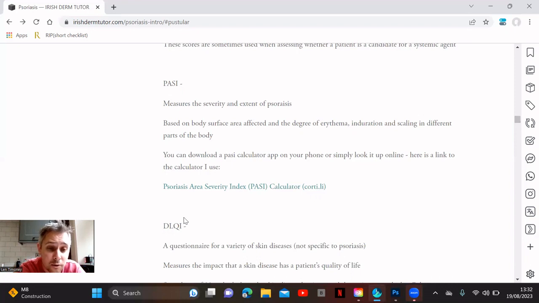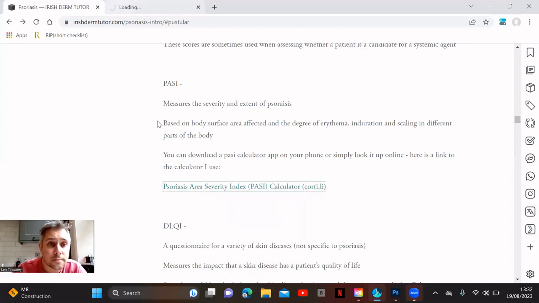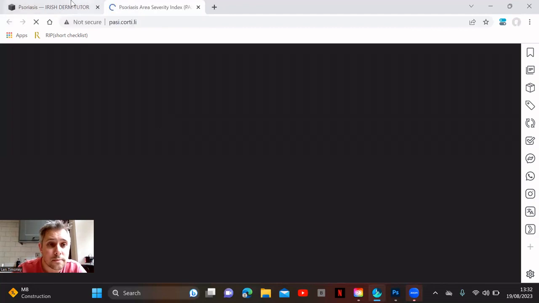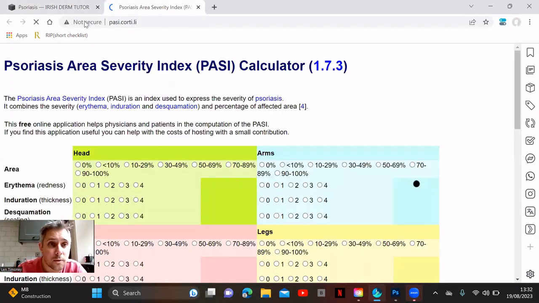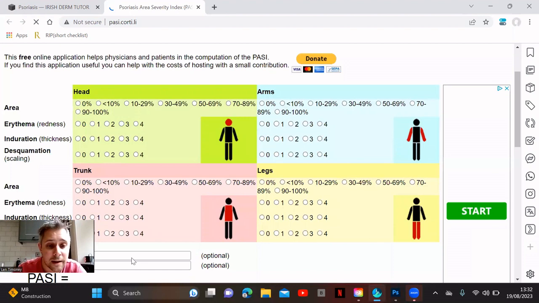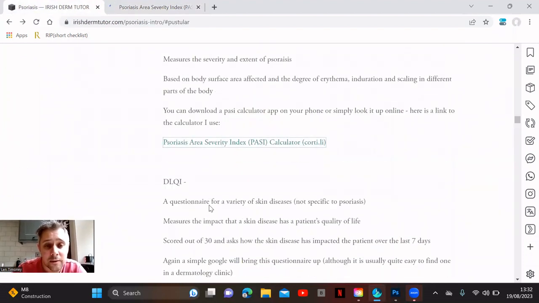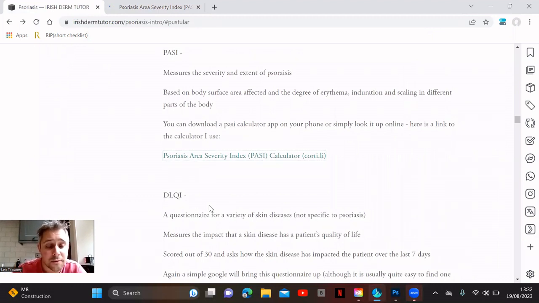Or what I often do is I just click on the link here, which takes you to a site. So let me see if I can do that now. Oh, sorry. So this is the link I clicked to, and then you can fill out all the various things, and it gives you a score. So that's a very good objective score, and we'll talk about how that impacts treatment advice later.